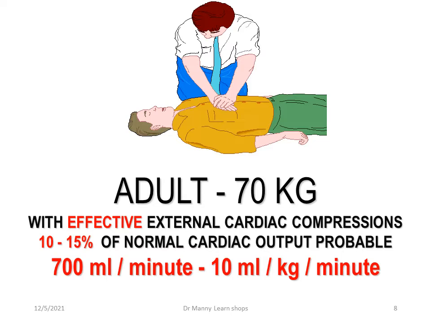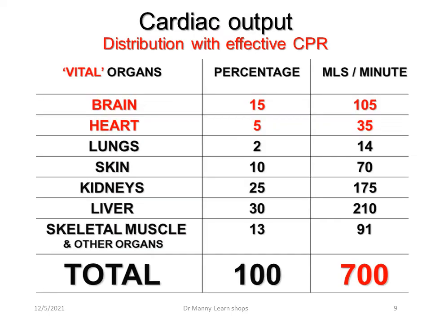Now note, with effective, which means you're doing it properly, external cardiac compressions, you're only getting 10 to 15% of normal cardiac output. So where does that cardiac output go with effective CPR? The brain is receiving only 150 mils per minute, 15%. The heart is only receiving 35 mils per minute, 5%. Lungs, 2%, remains the same, but only 14 mils per minute.